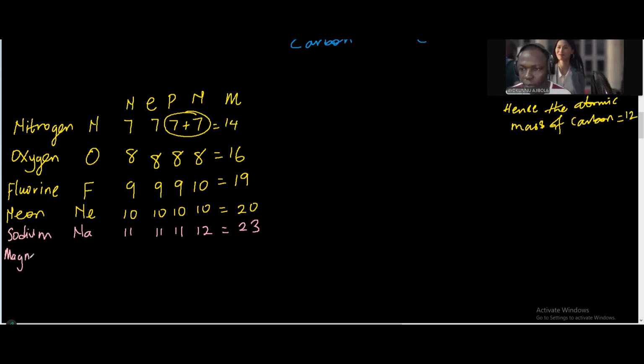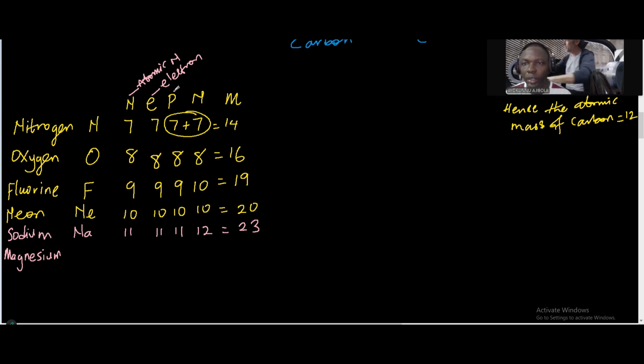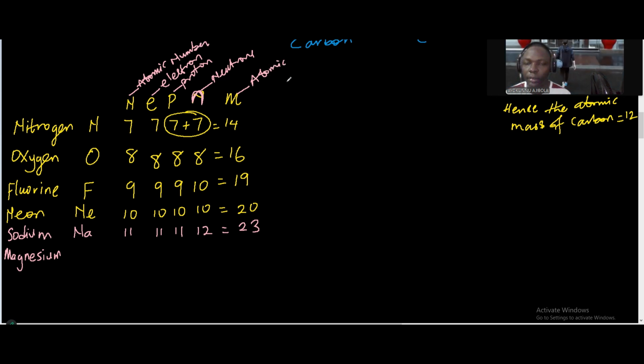Wait, sorry. The first N that is above 7, what does that mean? That means atomic number. What about the E, the P and the N? Electrons, protons, and this should be small letter here, neutrons. And this is atomic mass. That first one is atomic number, this one is atomic mass. That is the mass of one atom of that element. So if there are two atoms, the mass will be multiplied by 2. If there are 100 atoms, you multiply that mass by 100.